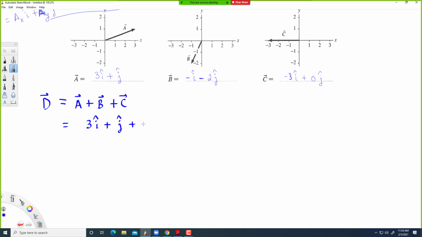minus i hat, minus 2j hat, plus C is negative 3i hat. Now put all the i hats on one side and all the j hats on the other side, okay? So 3i hat minus i hat minus 3i hat plus j hat negative 2j hat. Okay.